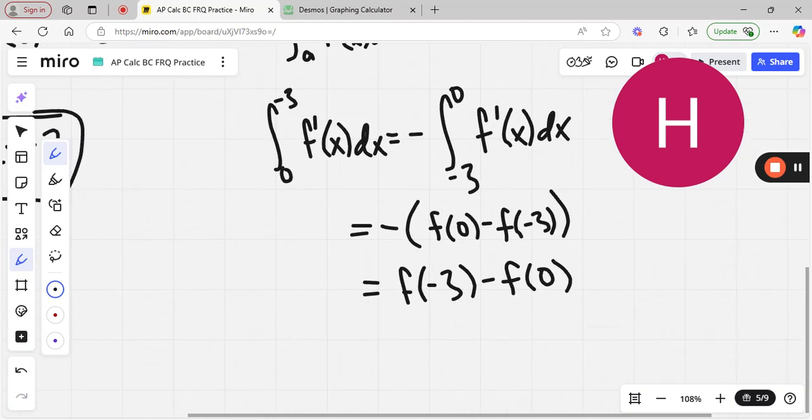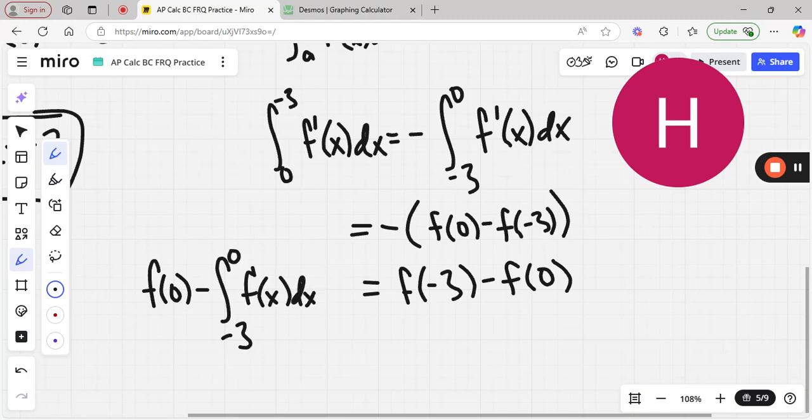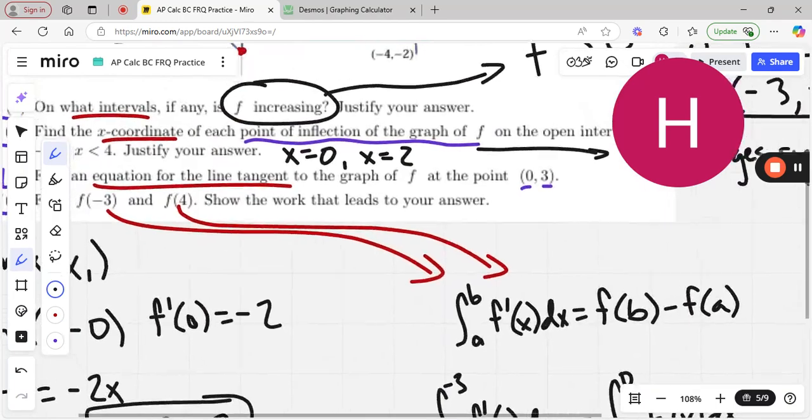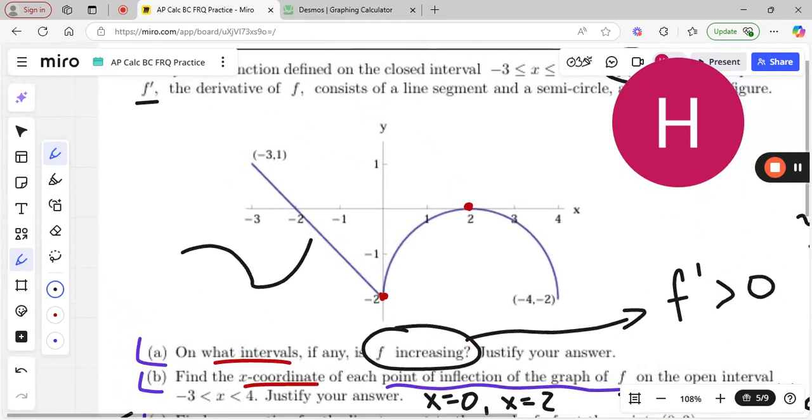So then what can we say here? Well, we can say that f of 0 minus that integral equals f of negative 3. So let's just find out what this integral is equal to. We're going to have to use the graph to determine that. It's going to be determined by a line segment. So that's area from here to here. That area is going to be 1 by 1, so 1/2. And then this bigger triangle is going to be 2 by 2, so half of 4, which is 2.